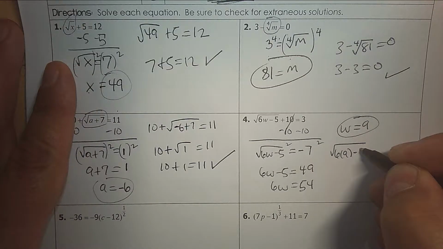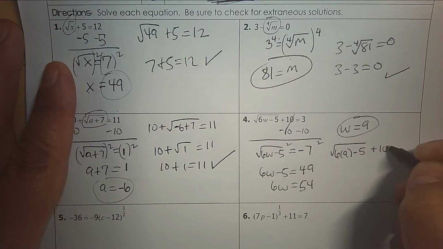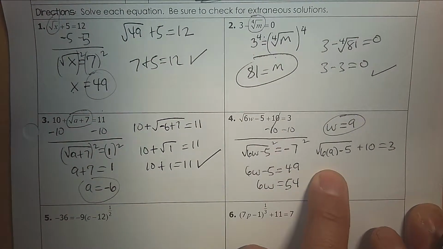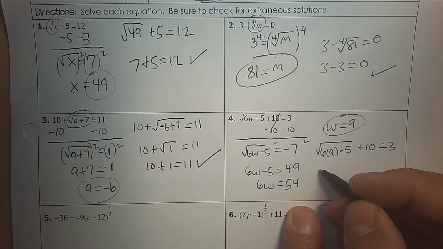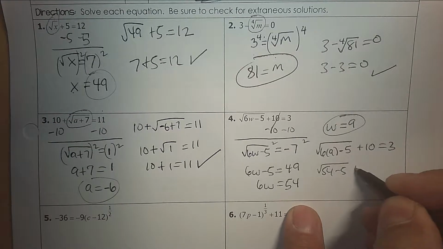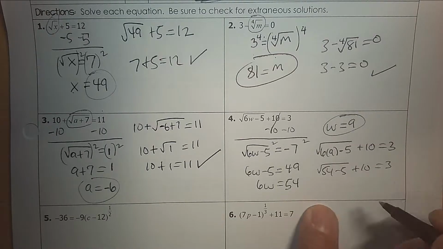So I want to take this answer and I want to see if it actually works. So if I go back to the equation and plug that in, right? 6 times 9 is 54. 54 take away 5 is 49.